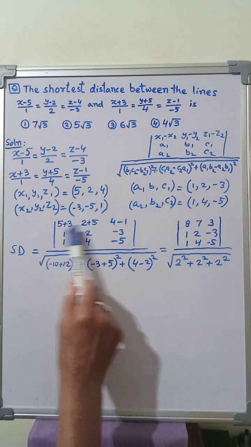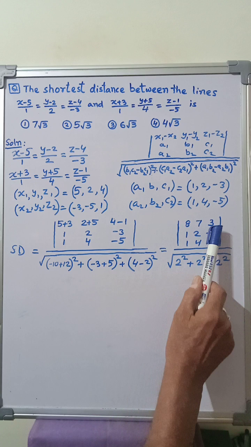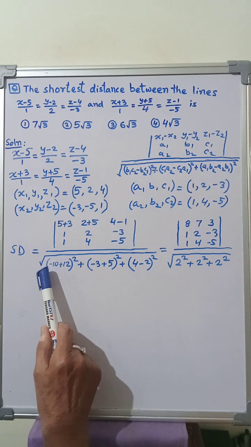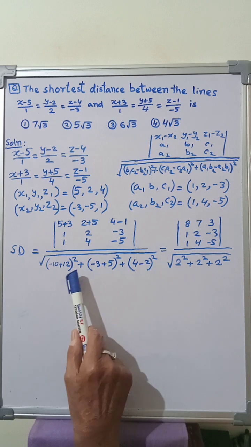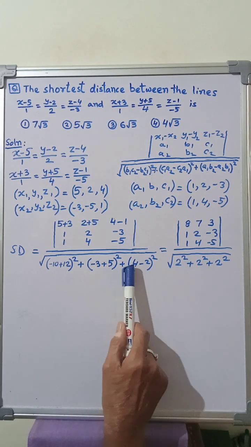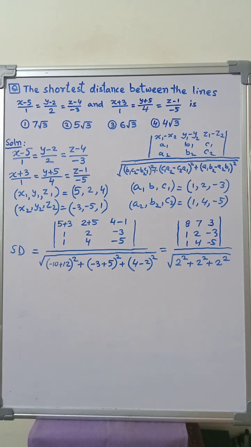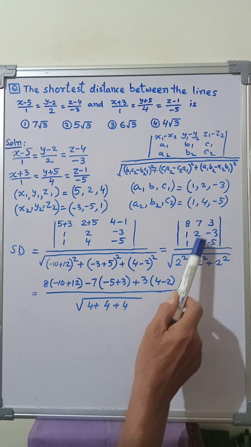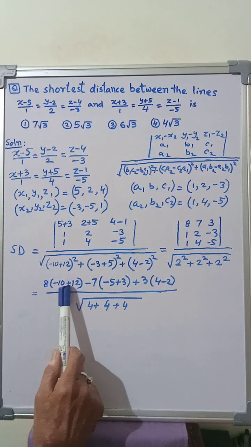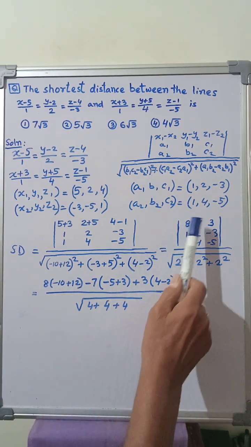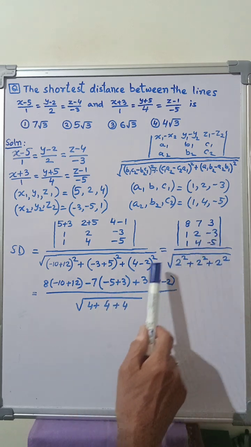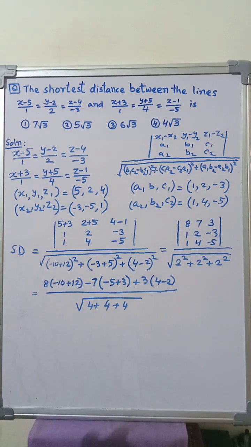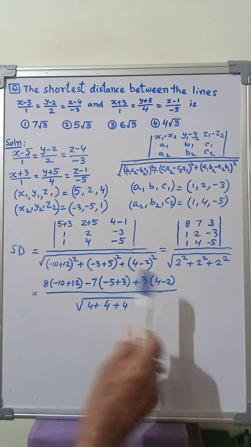Therefore, simplifying, we get 5 plus 3 is equal to 8, 2 plus 5 is equal to 7, 4 minus 1 is equal to 3, then 1, 2, minus 3, and 1, 4, minus 5. And here, minus 10 plus 12 whole square is 2 whole square, minus 3 plus 5 whole square is 2 whole square, 4 minus 2 whole square is 2 whole square. The determinant evaluates to 8 into (minus 10 minus of minus 12), that is 8 into (minus 10 plus 12), minus, second term, 7 into (minus 5 plus minus of minus 3), that is minus 5 plus 3, plus 3 into (4 minus 2).